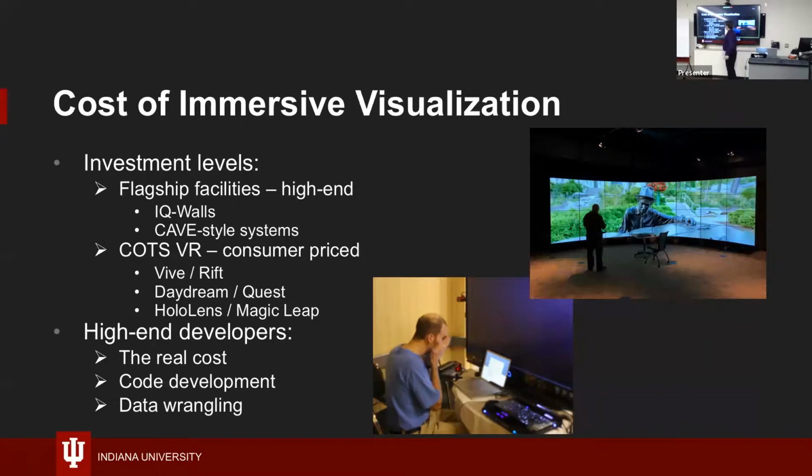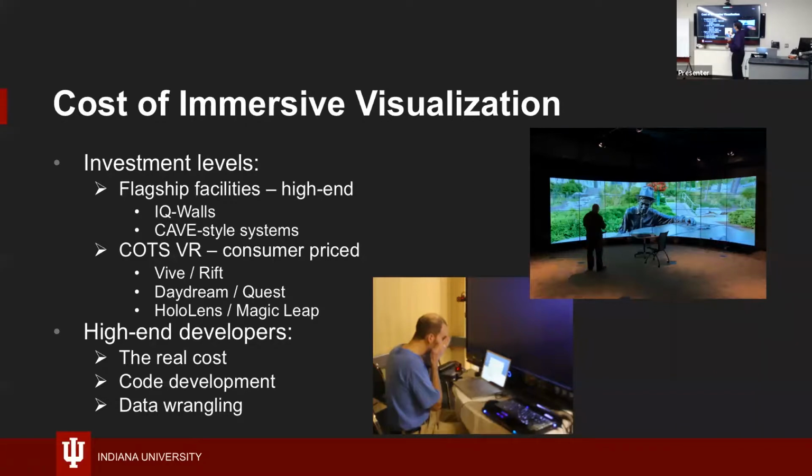And then there's several different levels of consumer. We have the higher end stuff for now, the Vive and the Rift. We have somewhat lower things that are more phone-based, like the Daydream and the Quest, which comes out, and then some higher end augmented reality systems, such as the HoloLens and Magic Leap.